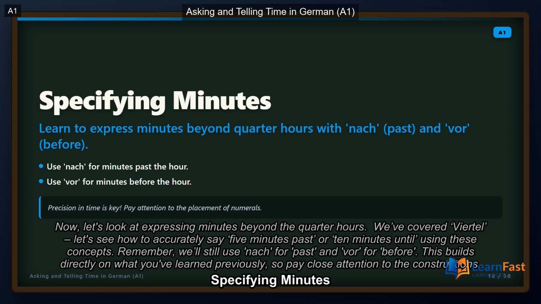We've covered Viertel. Let's see how to accurately say 5 minutes past or 10 minutes until using these concepts. Remember, we'll still use nach for past and vor for before. This builds directly on what you've learned previously, so pay close attention to the constructions.